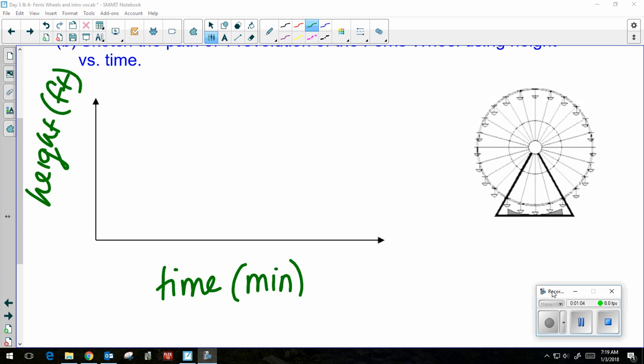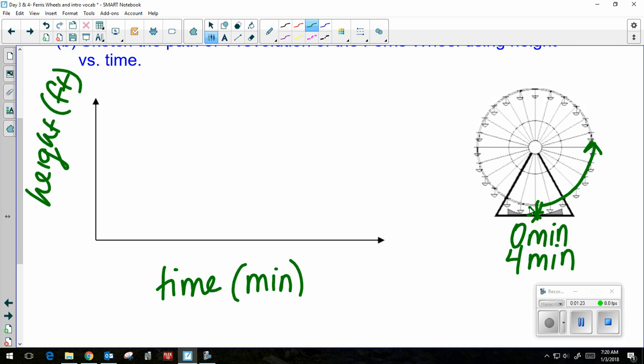So let's talk about the period first. It takes 4 minutes to go around in a full cycle. So I'm going to start at the bottom when I get on the Ferris wheel down here, and that's going to be 0 minutes. And I'm going to go in a counterclockwise direction, and it's going to take me 4 minutes to go around the entire ride.